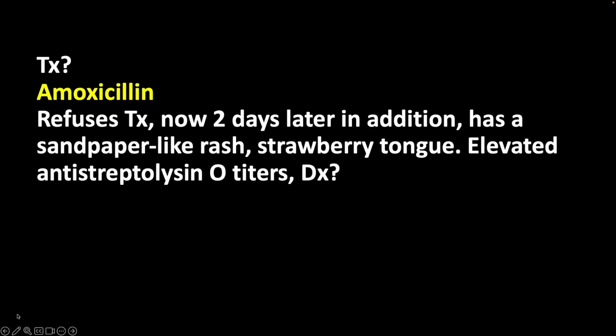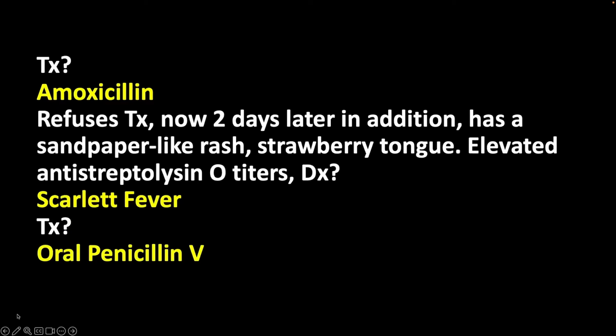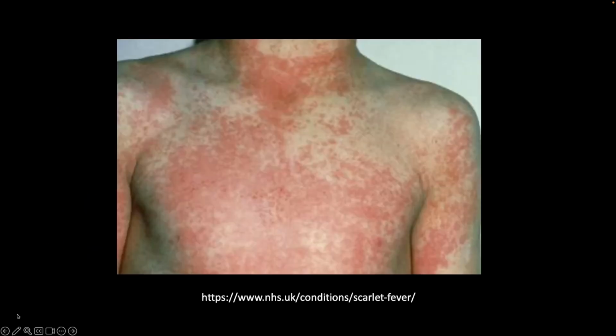And how would you treat this? Usually amoxicillin. Now, 2 days later, they refuse treatment. They now have a sandpaper-like rash, strawberry tongue, elevated anti-streptolysin O titers. What's our diagnosis here? This would be scarlet fever. And how do you treat scarlet fever? Oral penicillin V. Here's an example of that sandpaper rash.